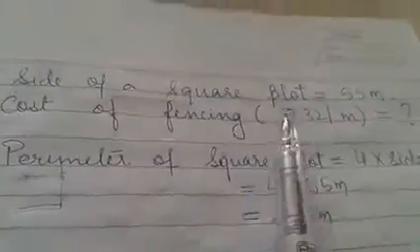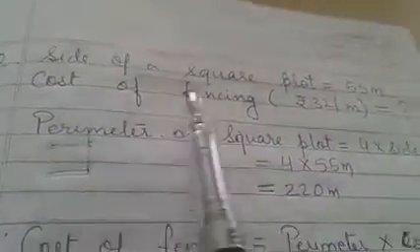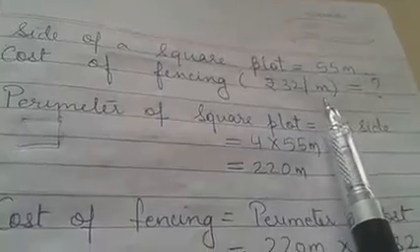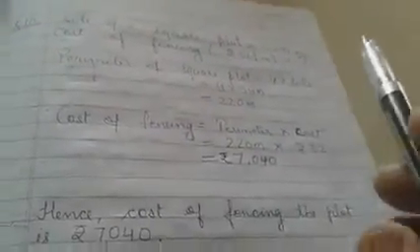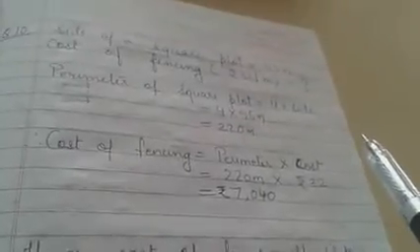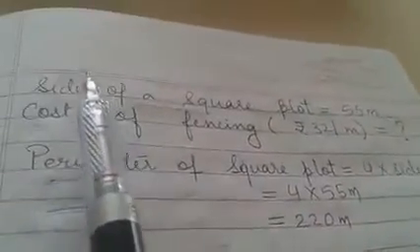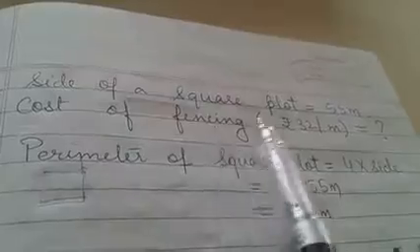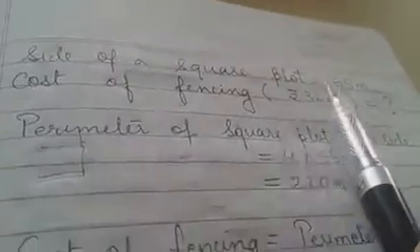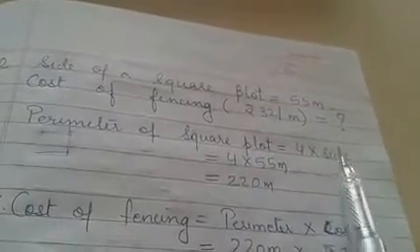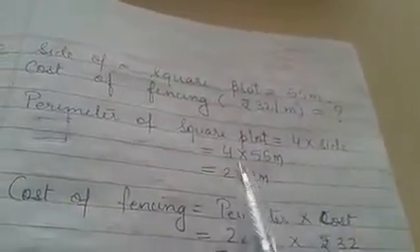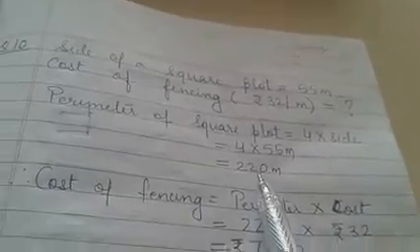Question number 10. Side of a square plot is 55 meters. Cost of fencing is rupees 32 per meter. So we have to find the cost of fencing when cost of fencing per meter is given. Side of a square is also given. So perimeter of the square plot is 4 multiplied by side. Substitute the value of side, that is 55 meters. Multiply it, get 220 meters.